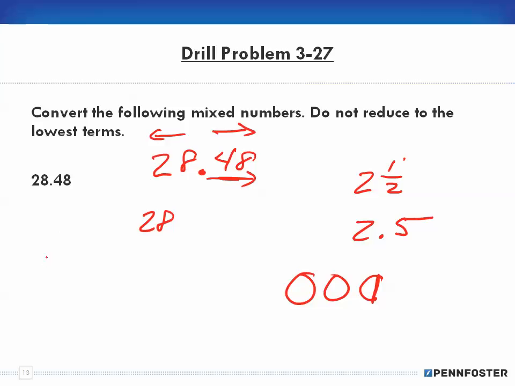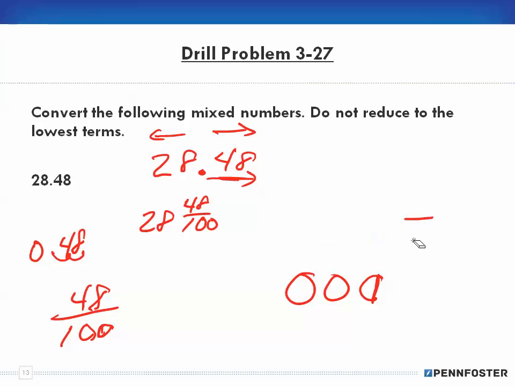And again, we already know how to do that from the previous homework examples. So if I have 0.48, all I need to do is say I have 1, 2 places, so it's 48 over 1 and then 2 zeros, over 100. So my fraction ends up being 28 and 48 100ths. Okay, it's just basically that simple.